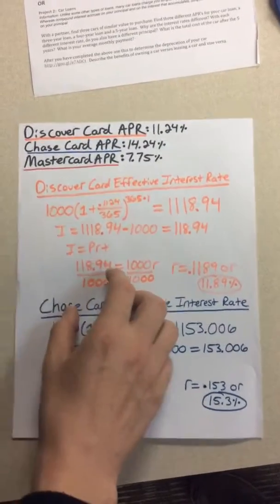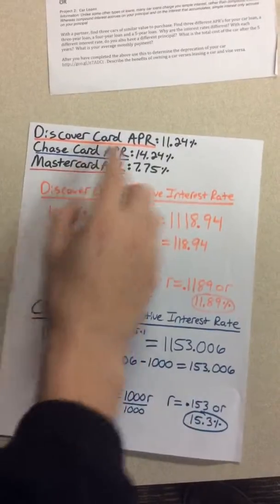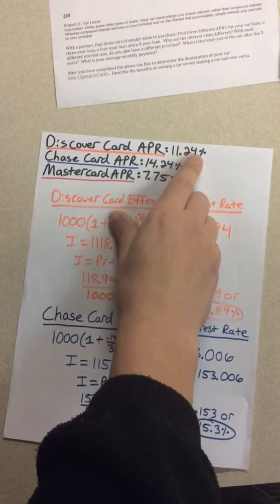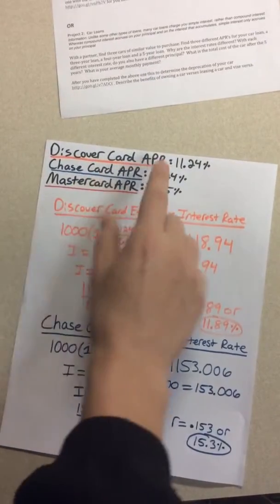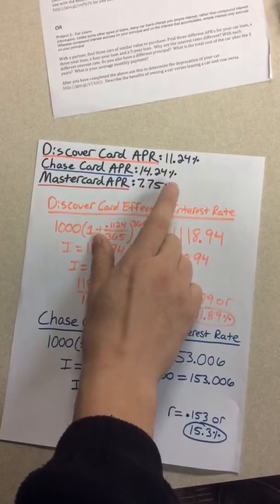So for our project, we did Discover Card, Chase Card, and MasterCard. We found the annual percentage rate of Discover Card to be 11.24% per year. Chase Card was 14.24% per year, and MasterCard was 7.75% per year.